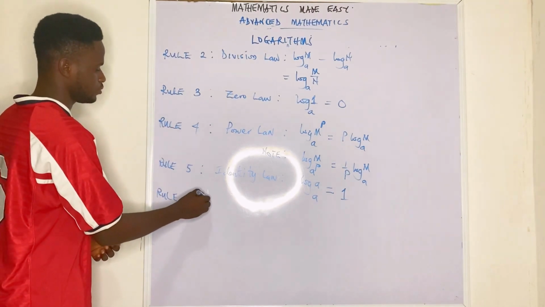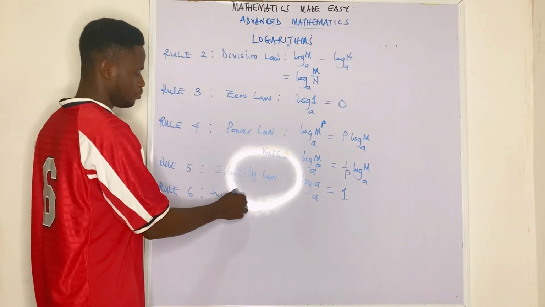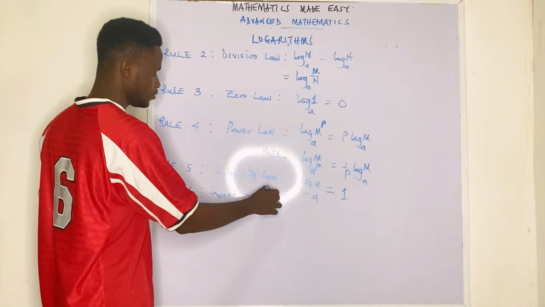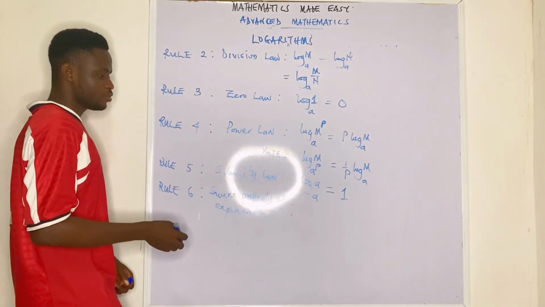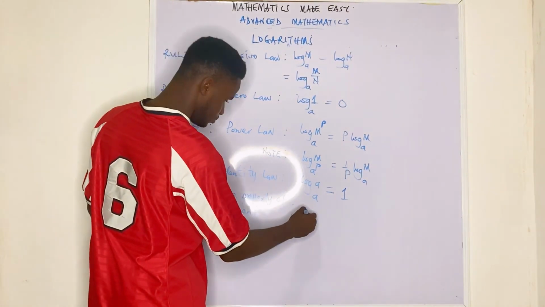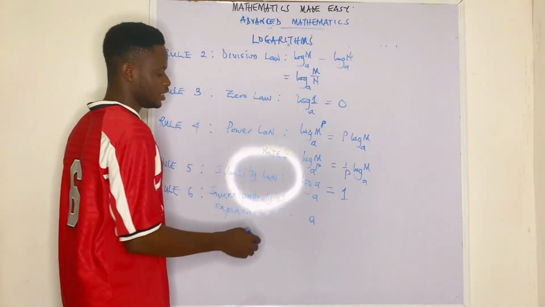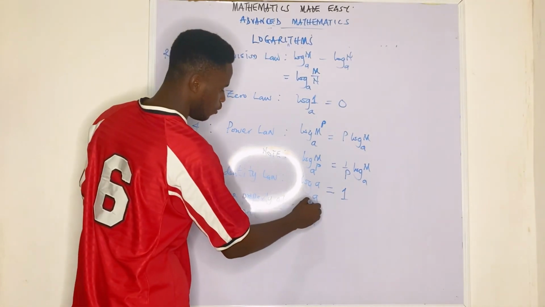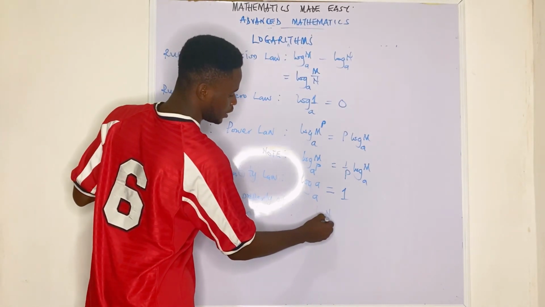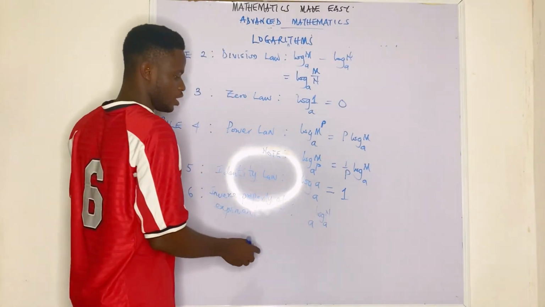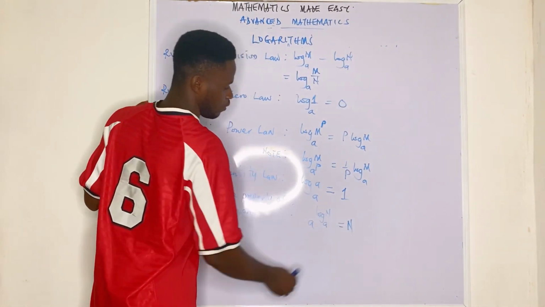Rule number 6: the inverse property of exponents. This rule states that if you have a number, let's say a, raised to the power of the logarithm of another number to the base of that same number a, the law simply says it will be equal to the number in the logarithm.